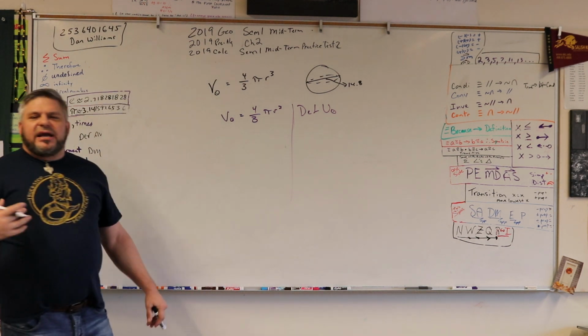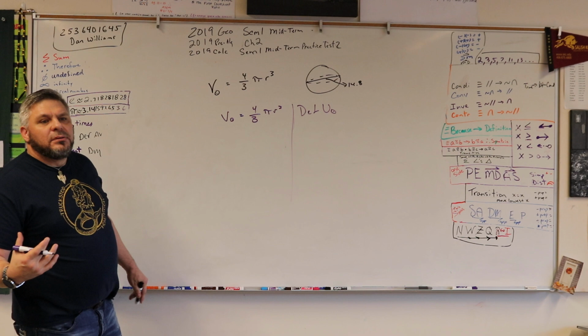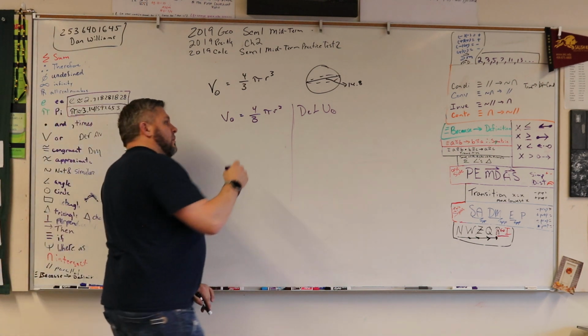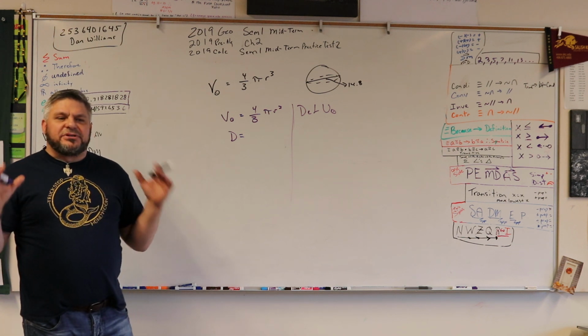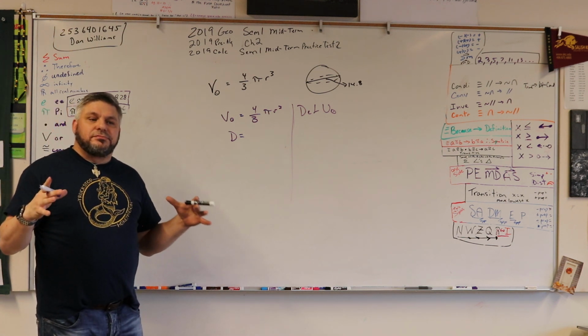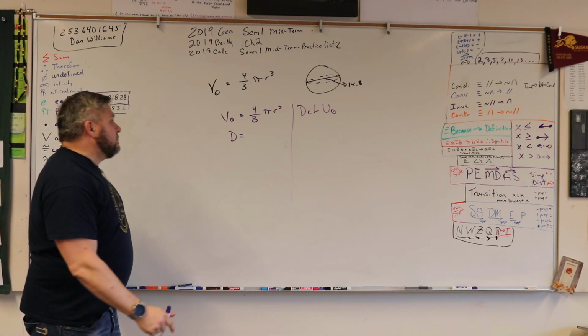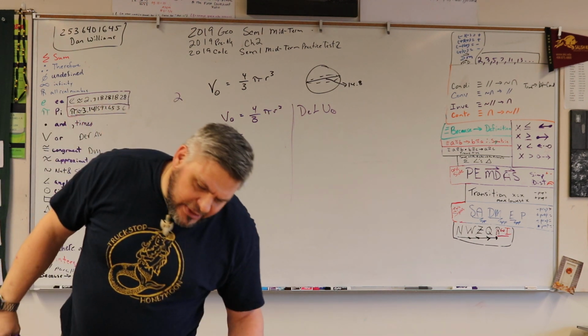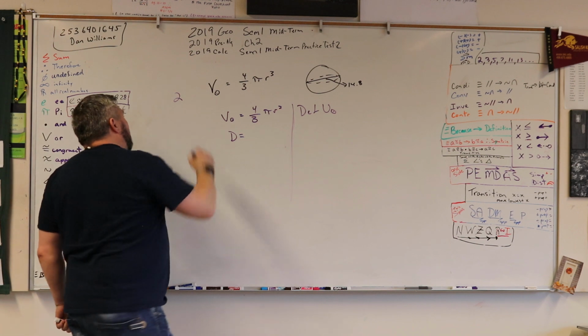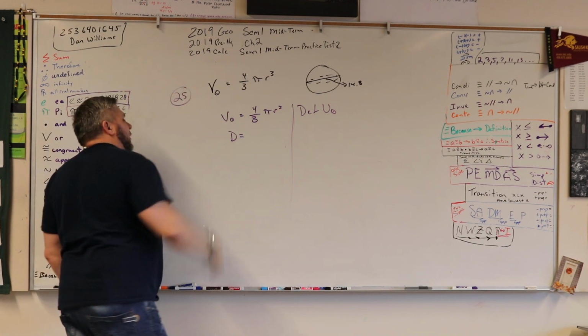So what does the diameter equal? Diameter of a circle equals what? Is this your number 25? No, it's 27. Tyrell, yeah.